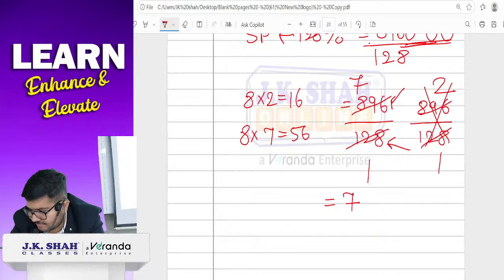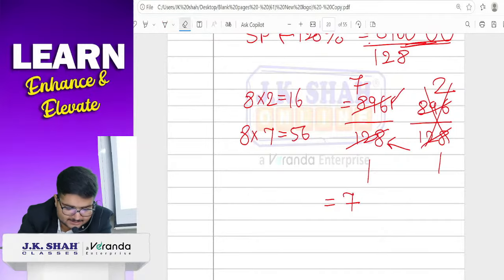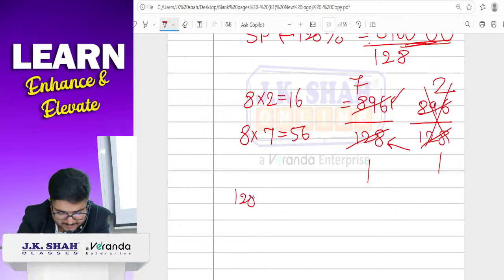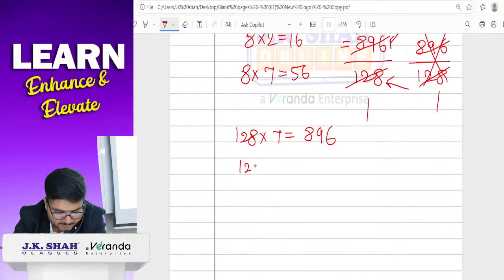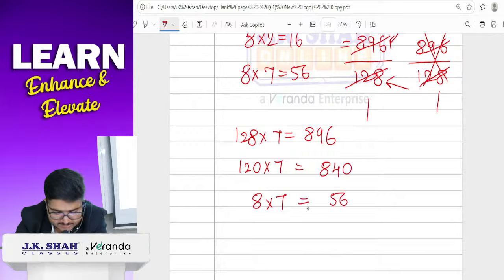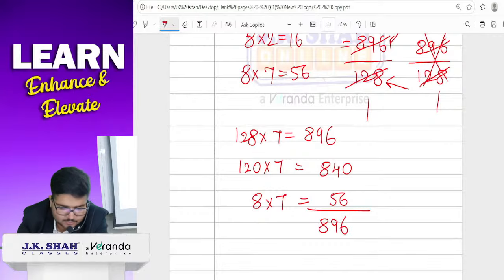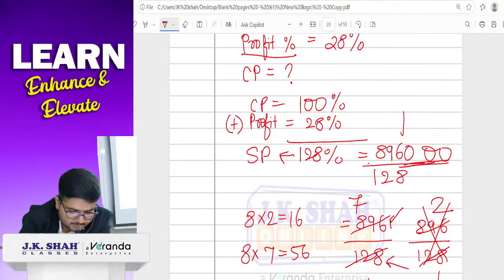But we have to cross verify. This is not a confirmed answer, right? We have to cross verify. So please verify: 128 7s are 896, yes or no? How can we multiply, sir? 128 7s. We don't know the 128 table. You can do 12 7s. You can do 8 7s. What is 12 7s? It is 84. What is 8 7s? 56. It is 896. Voila. You just got your answer.